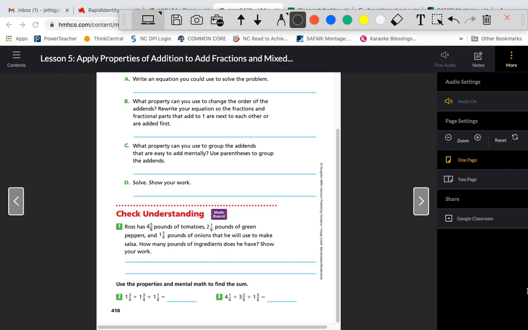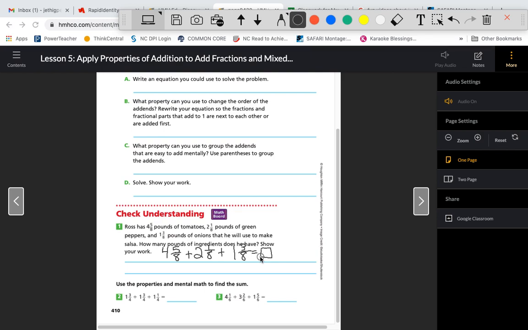Roz has 4 5/8 pounds of tomatoes, 2 1/8 pounds of green peppers, and 1 3/8 pounds of onions that he will use to make salsa. How many pounds of ingredients does he have? So we're adding all this information together. Show your work. So we're going to start with our first equation of 4 5/8 plus 2 1/8 plus 1 3/8. We don't know the answer just yet.